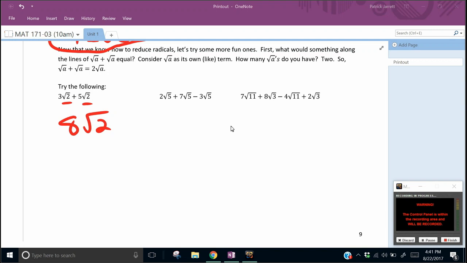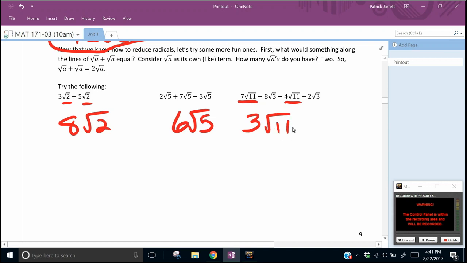All right, so what we have here is square root of 5. So basically, you just add what's in front here, and you're going to get 6 times the square root of 5. Now for this last one, notice that we have different radicals, and the good thing is that they are irreducible. So you'd have 3 times the square root of 11 plus 10 times the square root of 3. Now, again, this is something that you probably won't see, but it's worth knowing. I think anything is worth knowing.